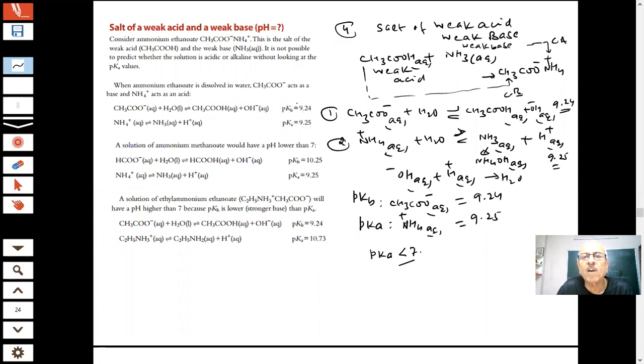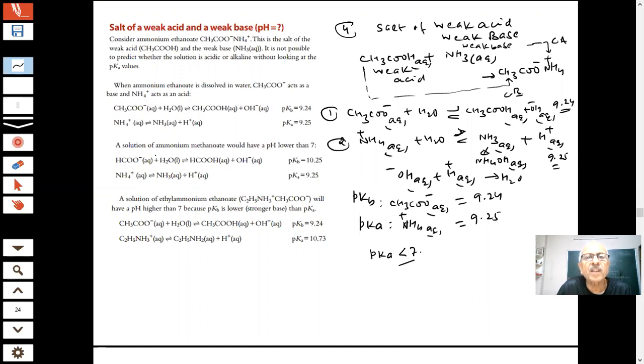Here they are almost equal, students. But since this pKa is 9.25, slightly, it is 0.01 more. If the pK is lower, the result is a pH lower than 7. It is more acidic when the pK is lower. So almost 7, but a little lower than that.